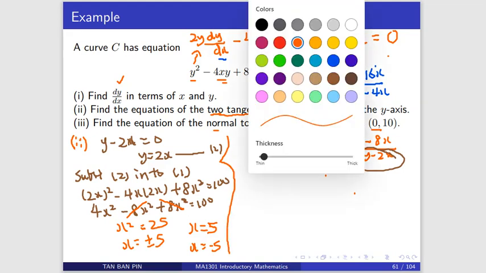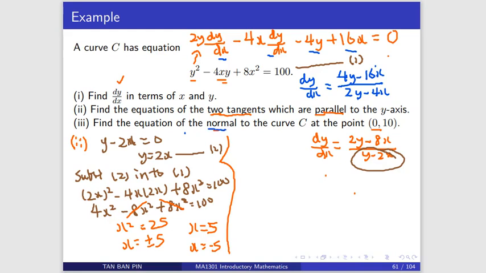Next we'll be looking at part 3. Part 3 asks you to find the equation of the normal at the point 0, 10. So that means you sub x as 0, y as 10. You want to find the equation of the normal. To find the equation of the normal, you must find the gradient. So you find dy dx at 0, 10. So you sub x as 0, y as 10.